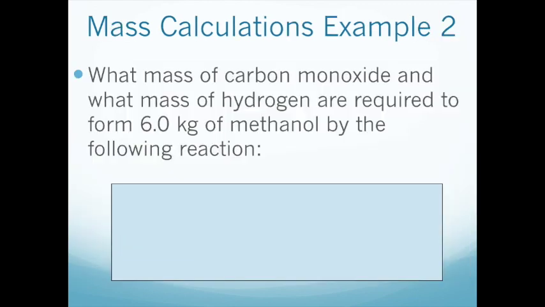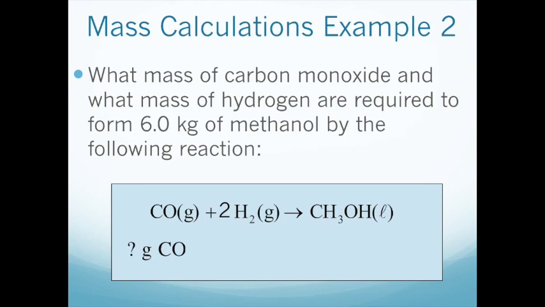Here's another example. What mass of carbon monoxide and what mass of hydrogen are required to form 6 kilograms of methanol by the following reaction? We've looked at this reaction already once, so it should be familiar at this point. CO plus H2 yields methanol. We have to put a 2 in front of the H2 to make sure that the number of hydrogens is balanced on both sides of the equation. And we want to know how many grams of carbon monoxide and how many grams of hydrogen we need to make 6 kilograms of methanol.